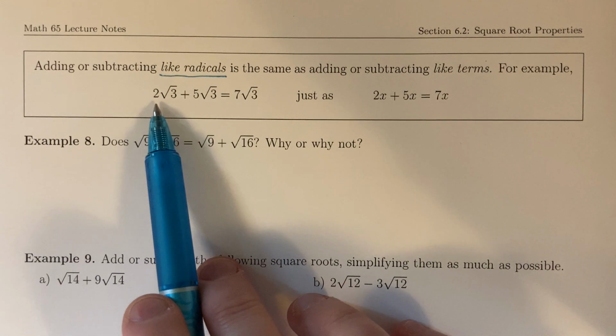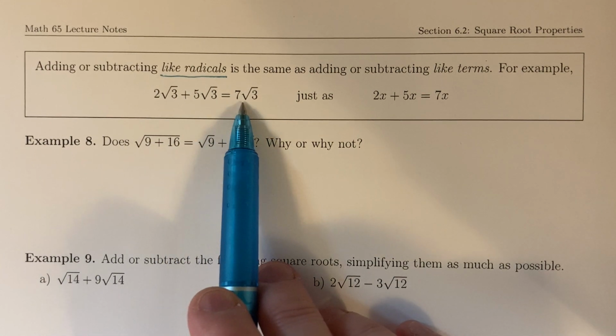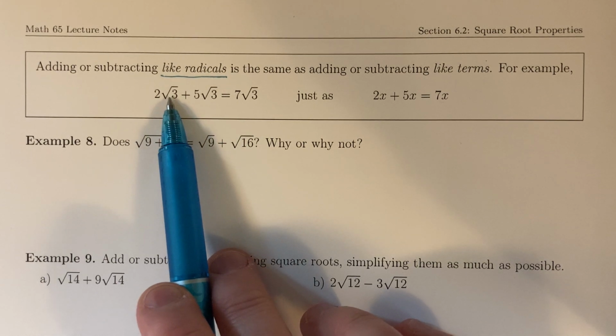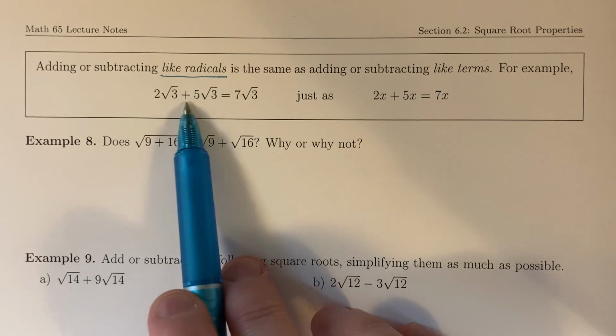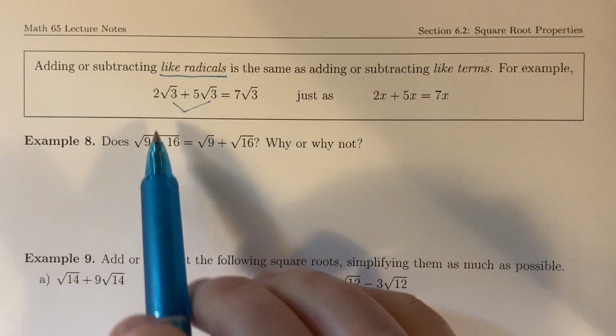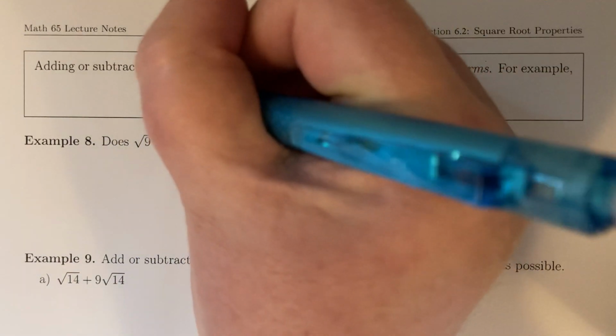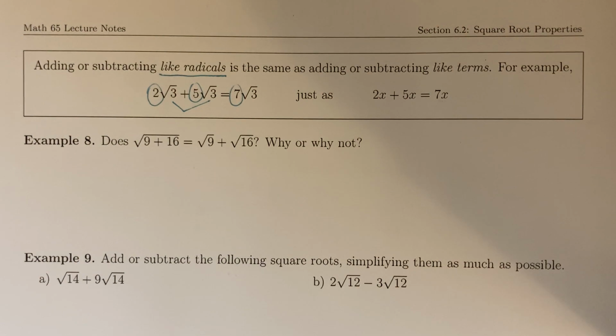For example, 2 times the square root of 3 plus 5 times the square root of 3 makes 7 square root of 3's. We're not adding what's inside the square root. We make sure that they have to match, so these two square roots have to be matching. And then we add the coefficients out front. 2 plus 5 makes 7 square root of 3's.